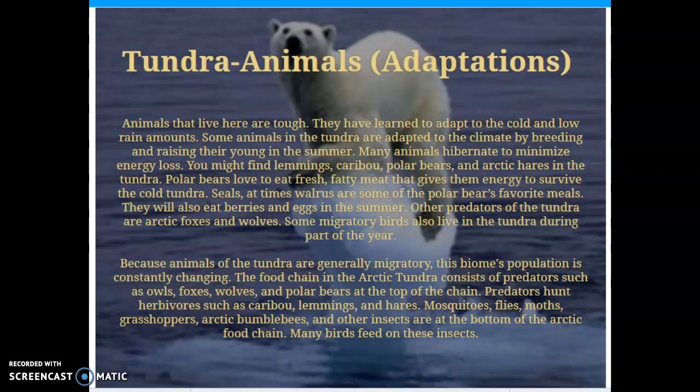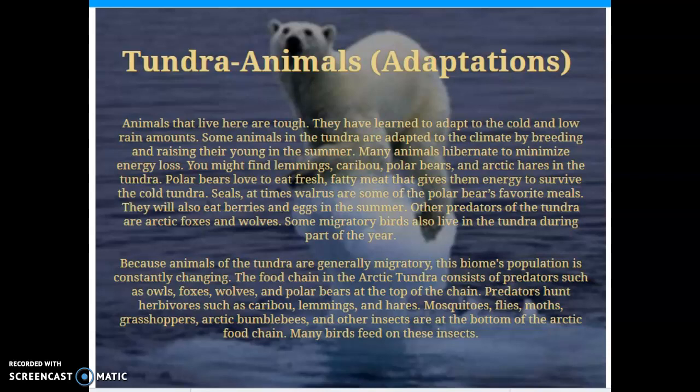Seals, walrus, and we learned a crazy fact, right? We've typically listed a polar bear as a carnivore. But we learned that when they get hungry enough, they'll eat berries. They are omnivores, which is really weird. Other predators of the tundra are Arctic foxes and wolves.